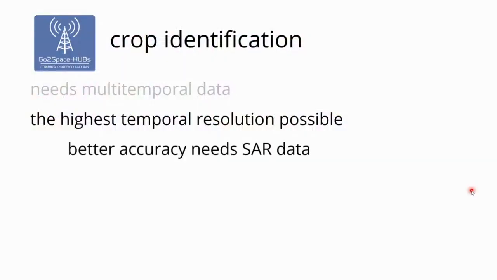Actually, this temporal resolution is very, very important. So very often we use radar data, radar images, to fill the gaps, for example, caused by clouds, to make this temporal resolution as high as possible. So analyzing this data, we just get what we want. Actually, I mean crop types.